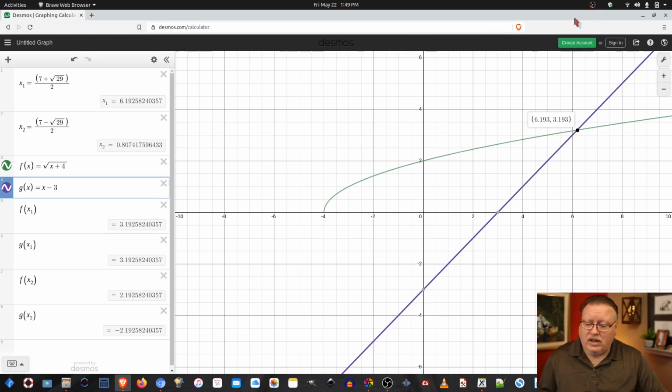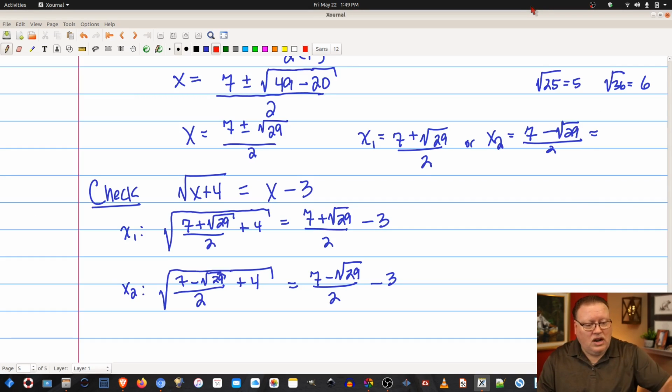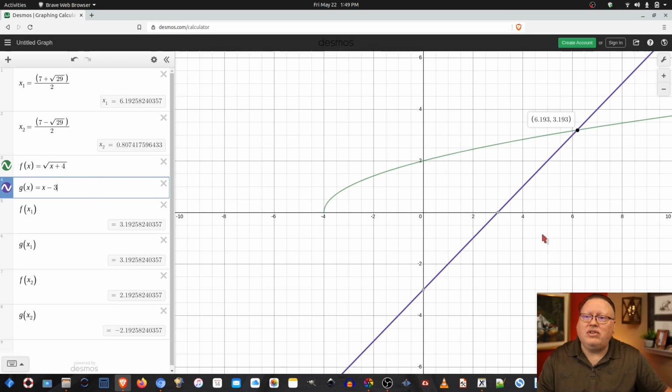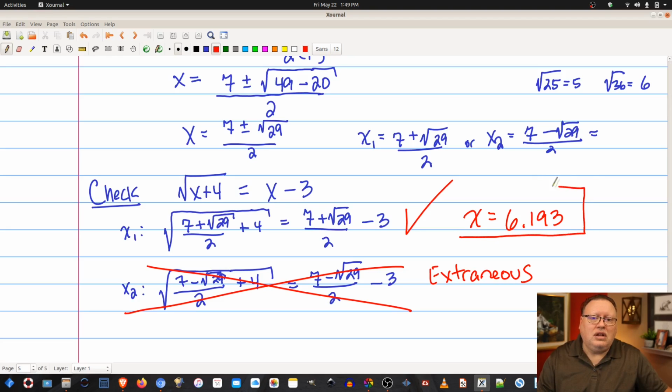6.193, okay? So I can come over here and we can say that x of 2, this right here is not going to work. This is our extraneous solution. And our valid solution does work. So our solution to this problem is x equals 6.193. And I think that was the right value, yes. And since I rounded that, I should probably say approximately equal to, just to be more correct.